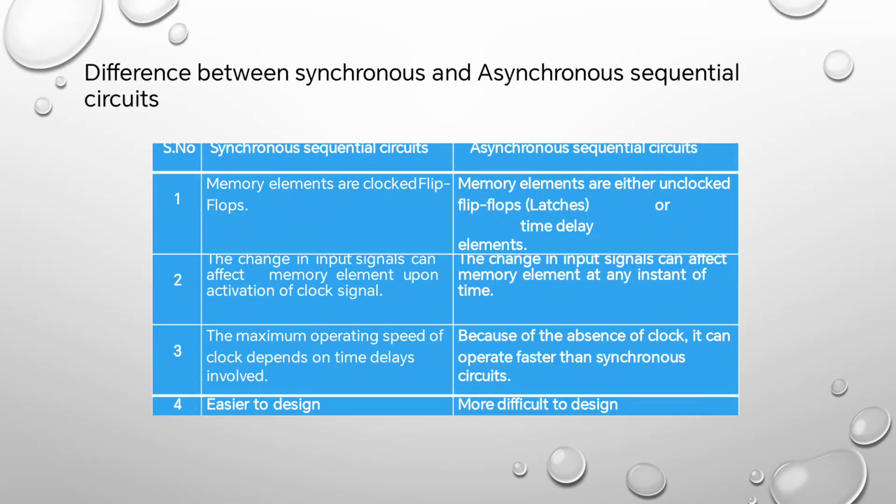So the difference between the synchronous and asynchronous sequential circuit. In synchronous sequential circuits, the memory elements are clocked flip-flops. In asynchronous sequential circuits, memory elements are either unclocked flip-flops or time delay elements. The change in the input signals affects memory elements upon activation of the clock signal in the synchronous sequential circuits. The change in input signals can affect memory elements at any instant of time. This is for the asynchronous sequential circuits.